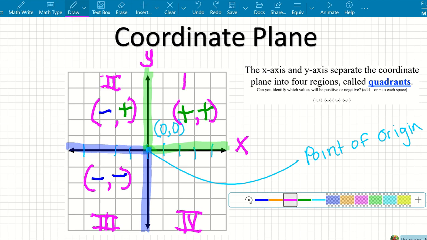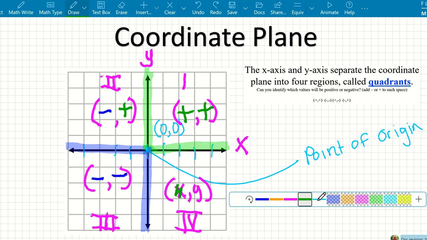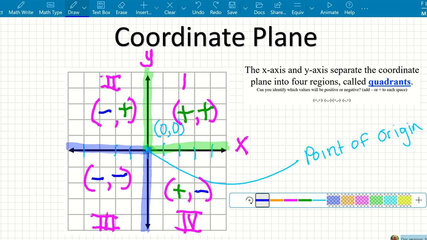In quadrant 4, we have x and we have y. Notice that we always put the x first, then the y in these ordered pairs. The x value is going to be these numbers running along this number line, and in this case, it is to the right of the 0. That makes it a positive. The y is located along this number line, and it is below the 0, so therefore it's going to end up being a negative number. So in quadrant 4, the x value is positive, but the y value is negative.